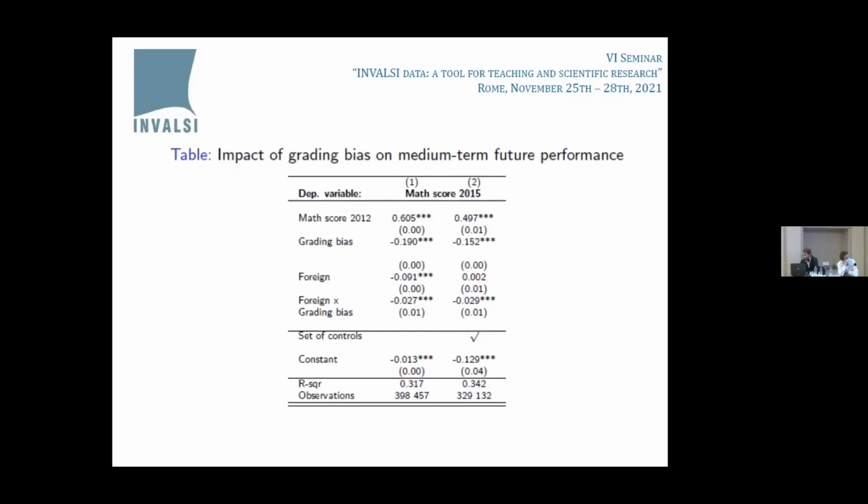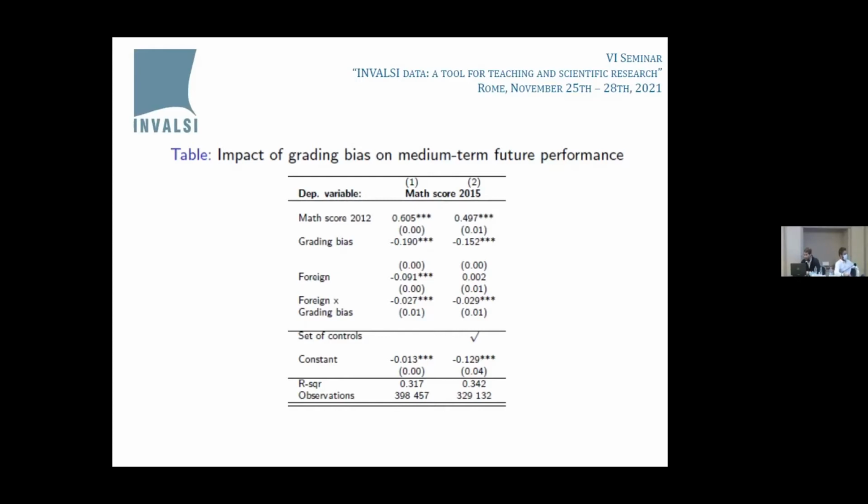In general, foreign students have a less positive educational growth, because we see the coefficient of foreign students is negative and significant. What is really interesting here is the interaction term between foreign and grading bias. We see that foreign students characterized by some sort of under-assessment suffer even more in their future performance, because here the coefficient is negative and significant.